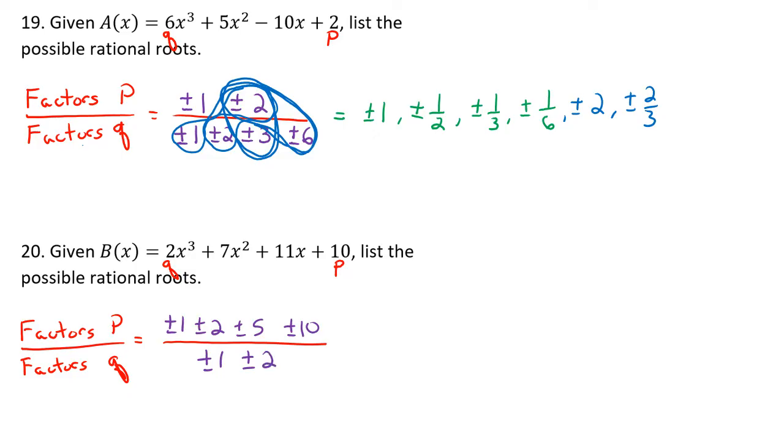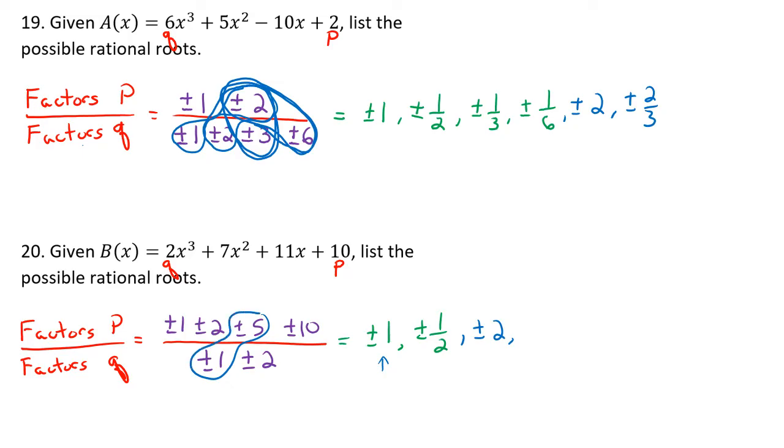So now we're going to go ahead and make our list. So 1 divided by 1 is 1. 1 divided by 2 is 1/2. There's nothing else in the denominator for me to take 1 and divide it by, so I'm going to go ahead and move on to 2. 2 divided by 1 is 2. 2 divided by 2 is 1. We've already got it. We do not need to write it again. And there's nothing else for me to divide by, so I'm going to move on to 5.